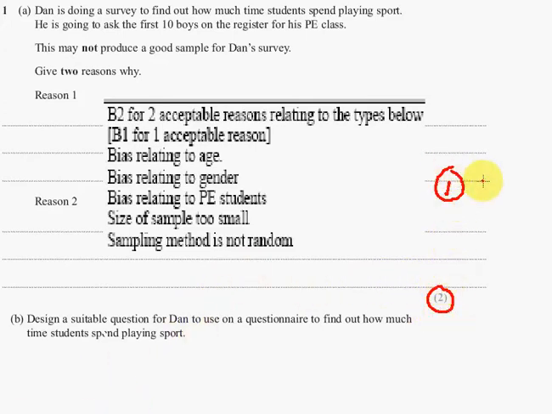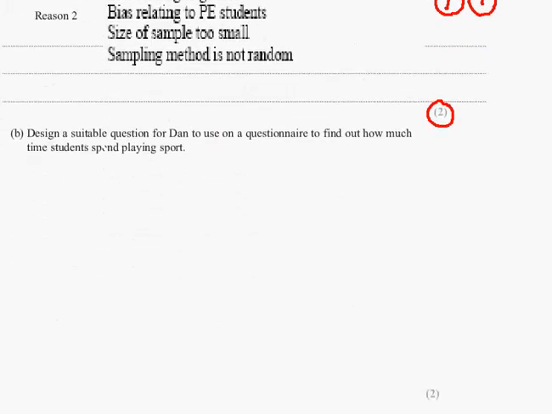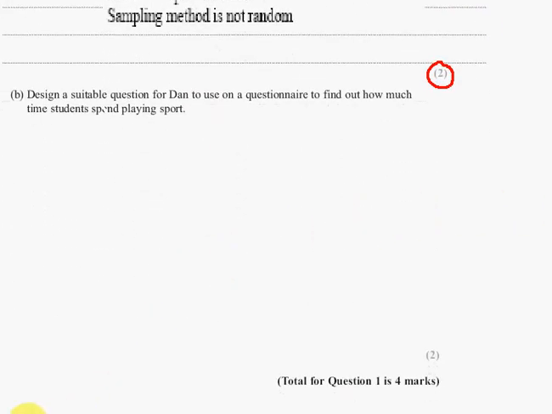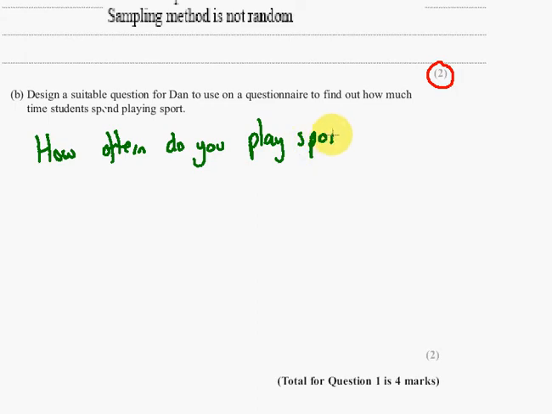So, for 2 reasons. So part B says, design a suitable question for Dan to use on a questionnaire to find out how much time students spend playing sport. So the question could be, how often do you play sports in a week? Now that's the most important bit, having a time period.